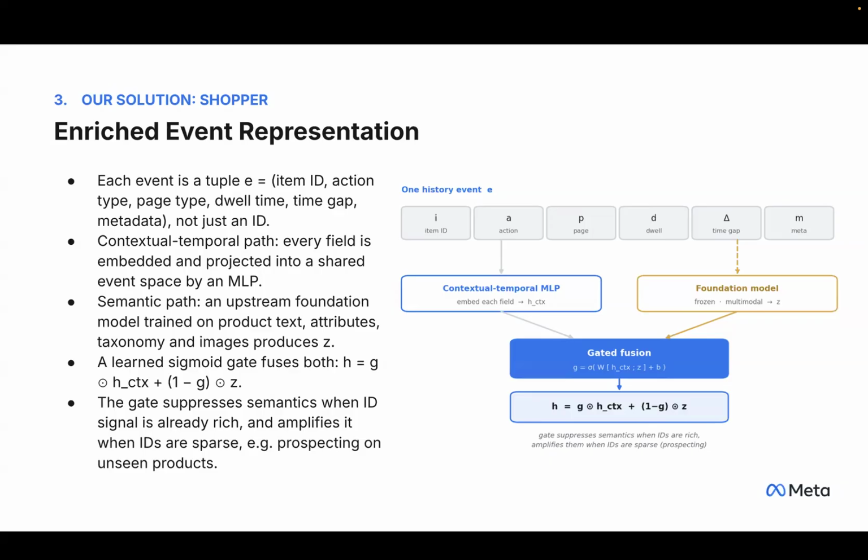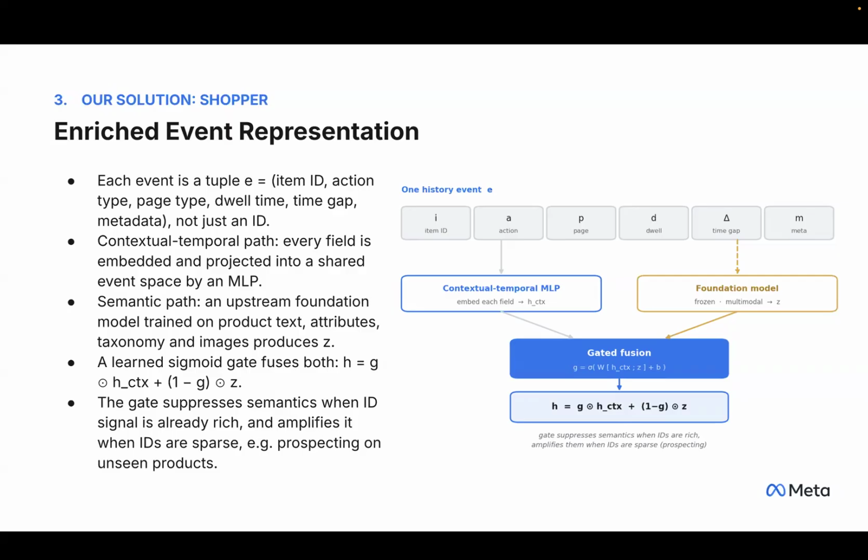Here our approach to learn the best representation of this event is to use two paths. First, the textual temporal path, where basically every field of the event is embedded and then just projected using a classical MLP. Second, we use what we call a semantic path, where a foundation model will help us to have very powerful embeddings for the different IDs, in particular a product ID.